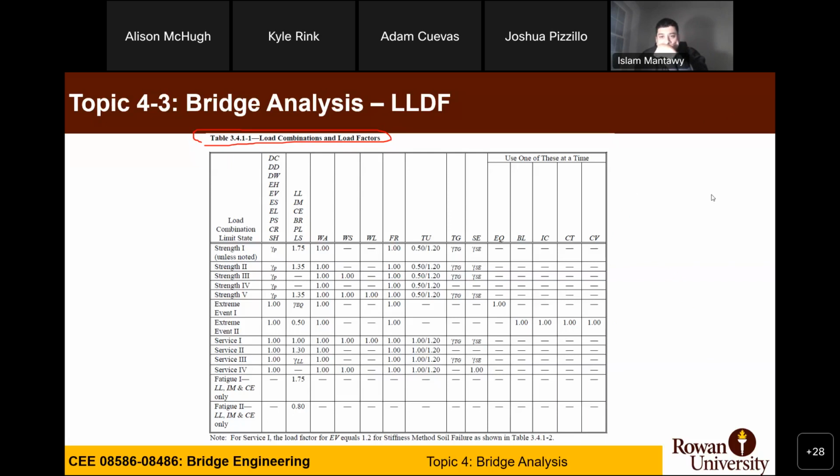So we can use this table to get the different load factors depending on what type of, for example, the extreme events for different parts of the bridge. Okay, so what you're saying is you have load combination from strength to extreme event to service to fatigue, and based on this table, you can get the loading factors for each type of loading, correct? Yeah. Okay, so, thank you.